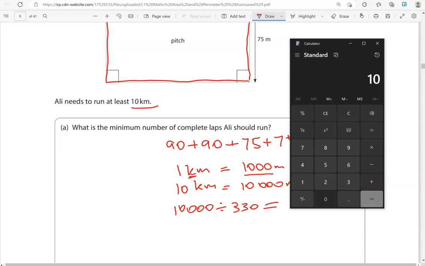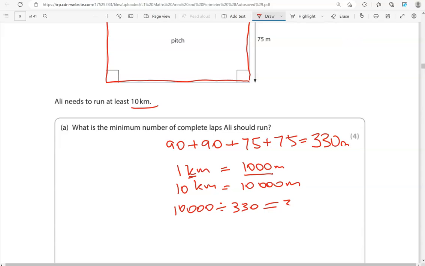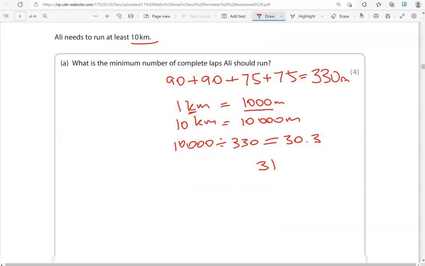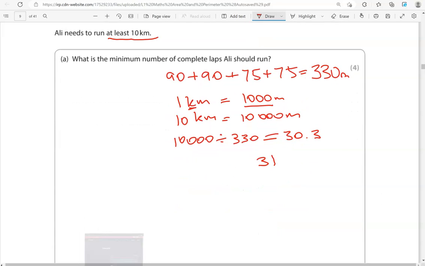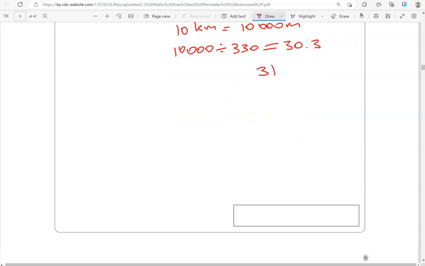So 10,000 divided by 330 gives us 30.3. Now we can't say 30, we'd have to say 31, because 30 wouldn't cover 10 kilometers, you cover less, and this says at least 10 kilometers, so 31 laps.